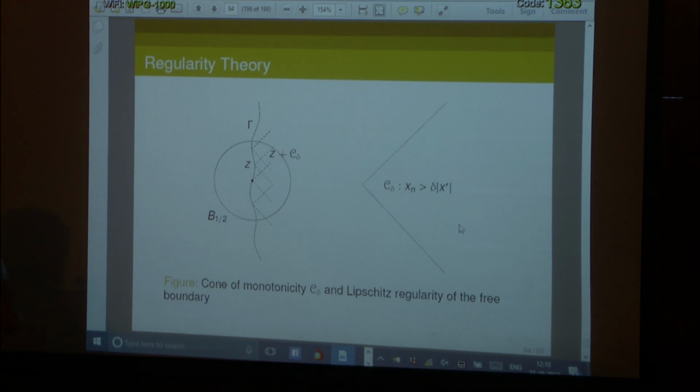This is called the cone of monotonicity. So in all these directions, for any vector e in that cone, your graph is monotone in that direction. So if you take all vectors in that cone, and your function is increasing in all these cone directions, then that's called monotonicity in a cone of directions, and that's what you get.